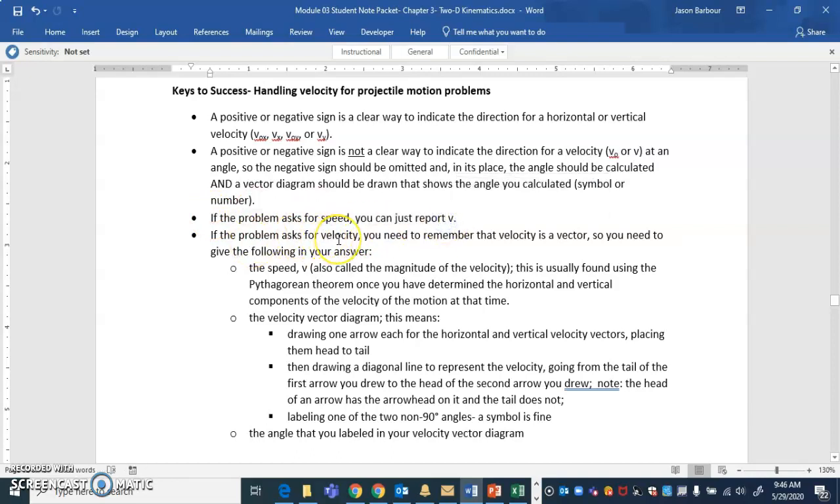If the problem asks you for velocity, like the one we were just doing, in that case you have to find the speed. You need to draw the velocity vector diagram, and it tells you in detail here how to do that, and I have an example of that on the last page. And you also need to include the angle. So if it asks for velocity, there's 3 components: speed, the velocity vector diagram, and the calculated angle. So when you get to those problems where it asks you for velocity, now you can refer back to this.